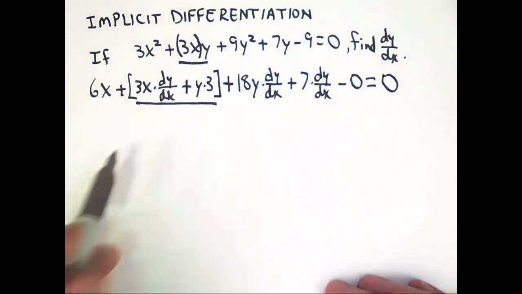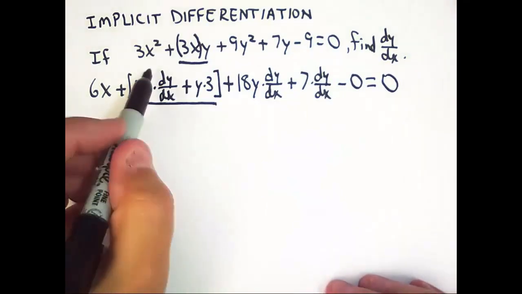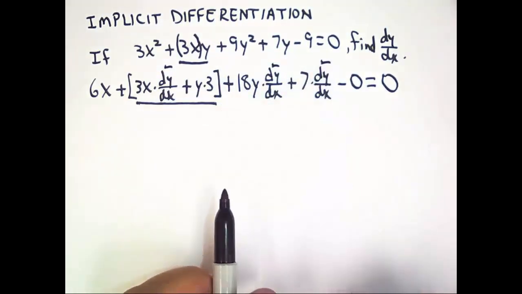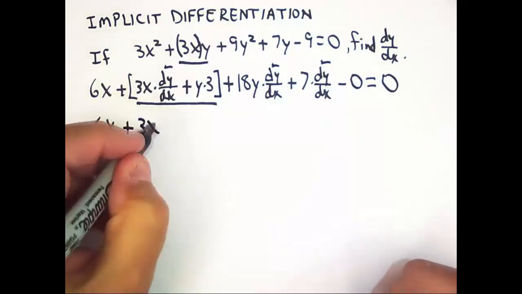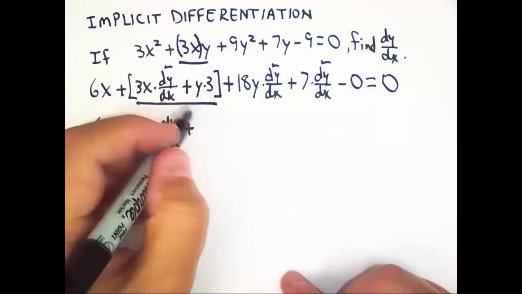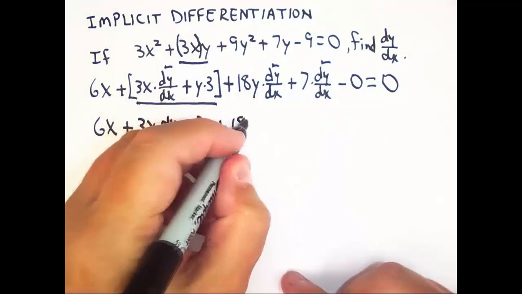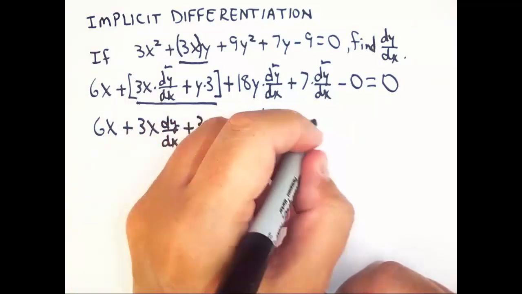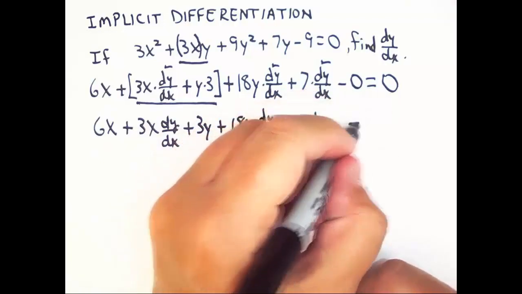Now I want to clean this up a little, make it look better. And I also want to collect the terms that have dy over dx together on one side. So I'll write this as 6x plus 3x dy over dx plus 3y plus 18y times dy over dx plus 7 dy over dx. And then those are all 0, so you've got equal to 0.